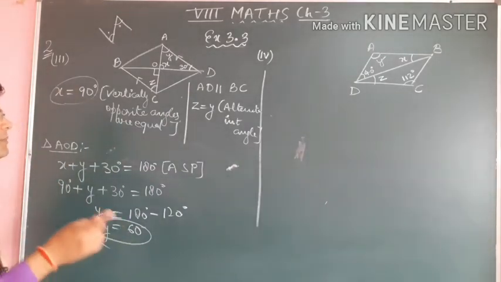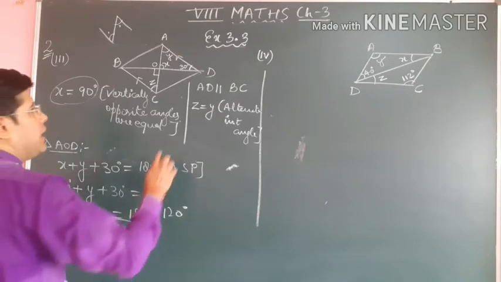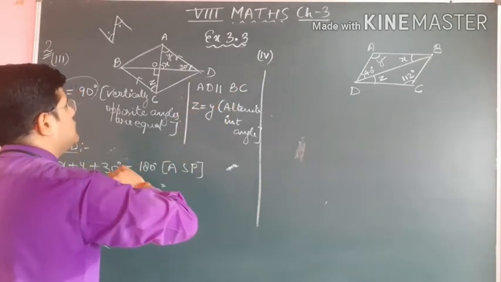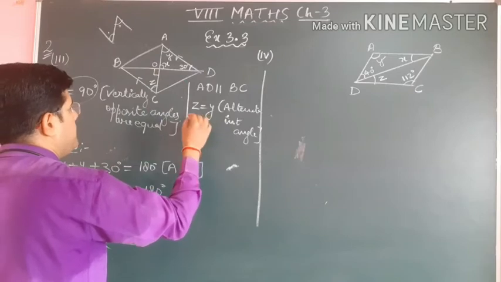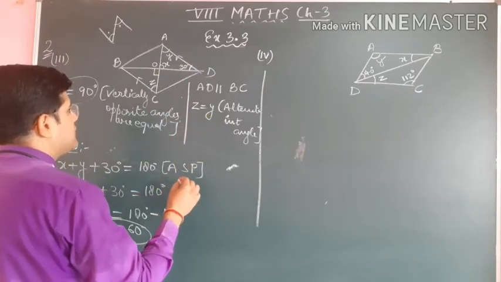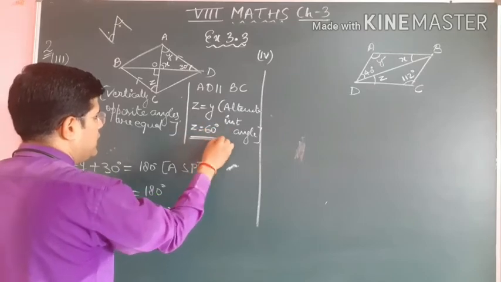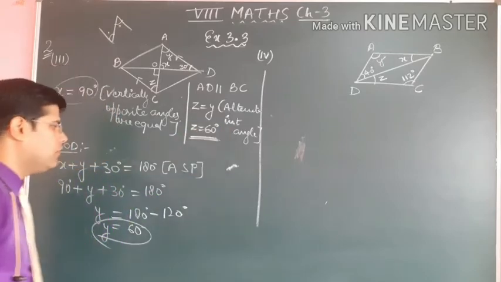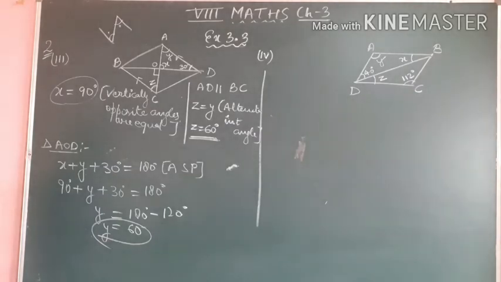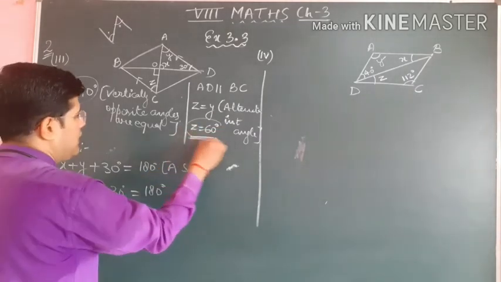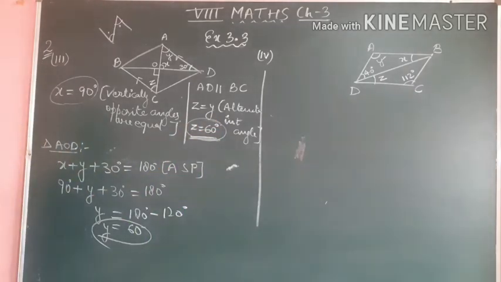But before using the parallel line concept, you have to write the parallel parts. Here I wrote that AD is parallel to BC. So z equals y, and y we have already found, that is 60, so z is equal to 60 degrees. So we have all of x, y and z: x equal to 90, y equal to 60 and z also equal to 60.